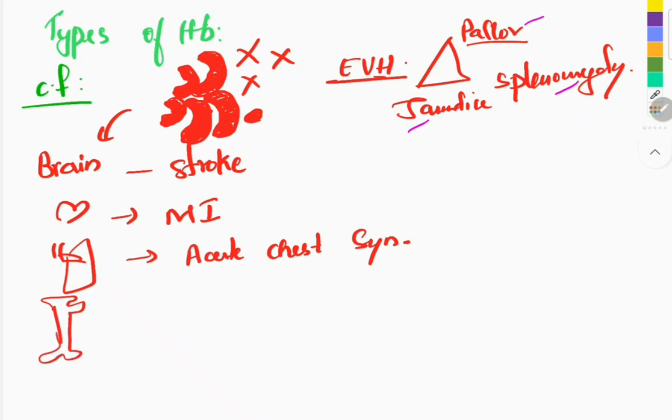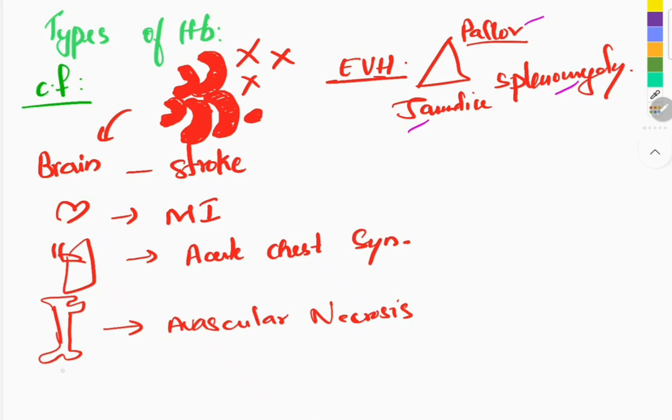It can go to any bone, mostly the femur. And tell me, if the blood supply of a bone is cut, what do you call it? Yes, if the blood supply of a bone is blocked, the bone will go for avascular necrosis. Very important, it can go for avascular necrosis.